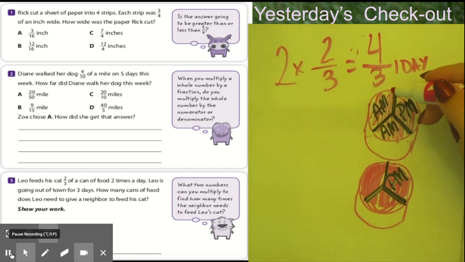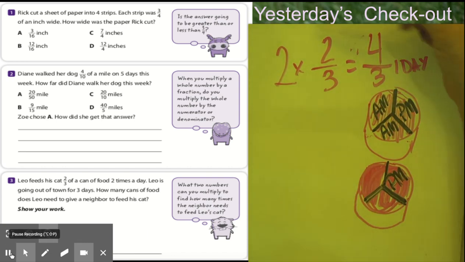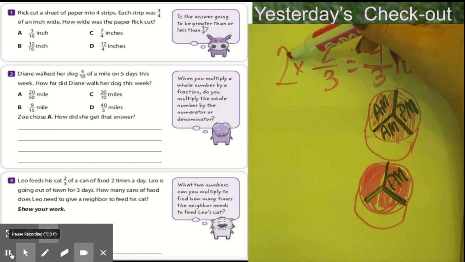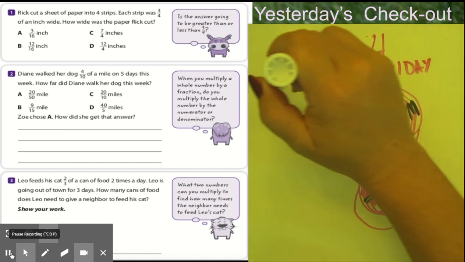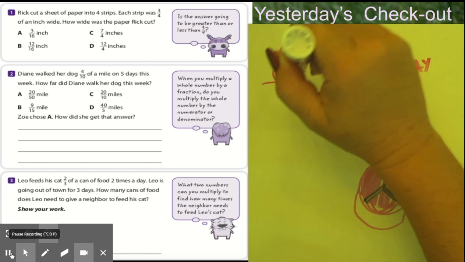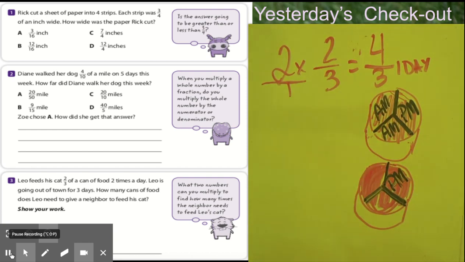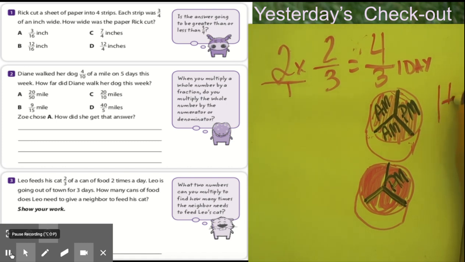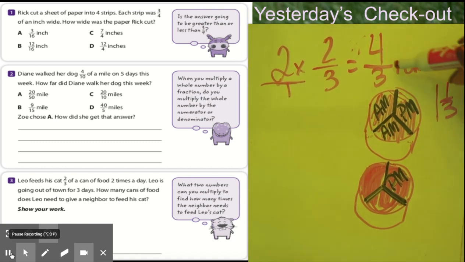out of 3. And I could have solved that very easily by taking my whole number and multiplying it by the numerator, because you can turn any whole into a fraction just by adding a denominator of 1. 2 times 2 is 4, and 1 times 3 is 3. 4/3 of a can, so that means he's going to need a whole can plus 1 more, which is actually 1 1/3, or 4/3 in the fraction form, is what he needs every day.